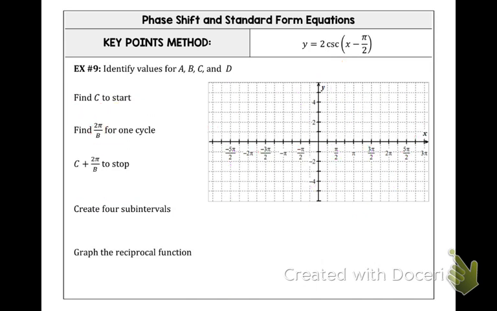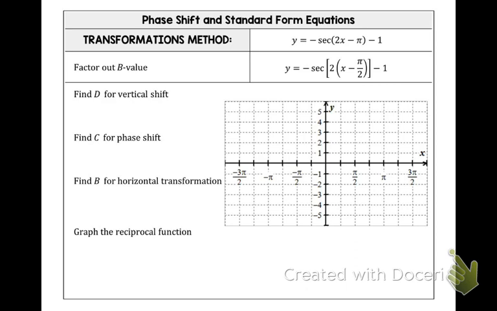Okay, let's do one more. So we have y equals negative secant of 2x minus pi, minus 1. So again, we could factor out the b to get that phase shift right here. If I don't factor out the b, then I'm going to get my phase shift by doing the c over b, which would just be the factored out form anyways. So we factored out a b. My vertical shift is at -1.